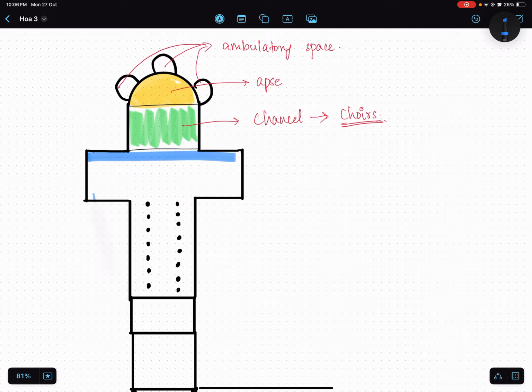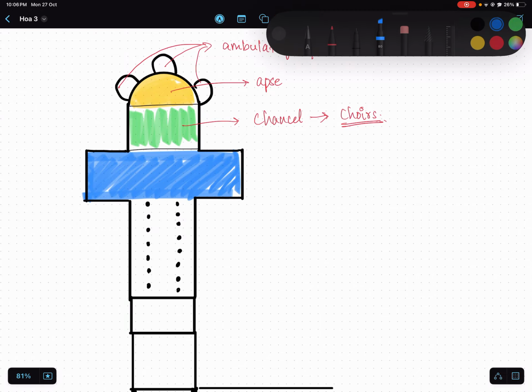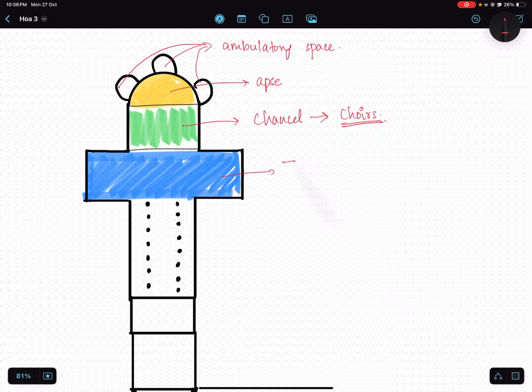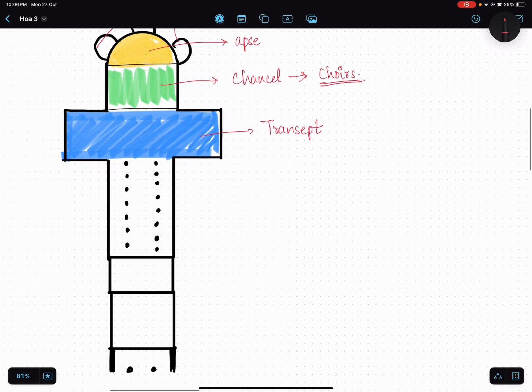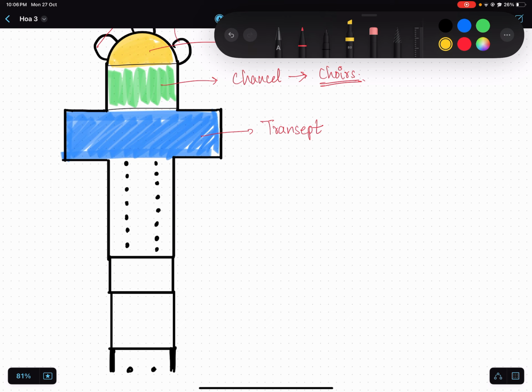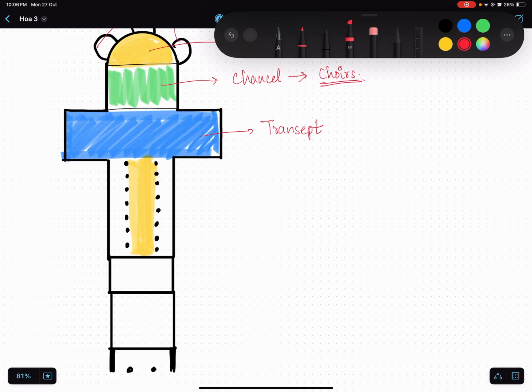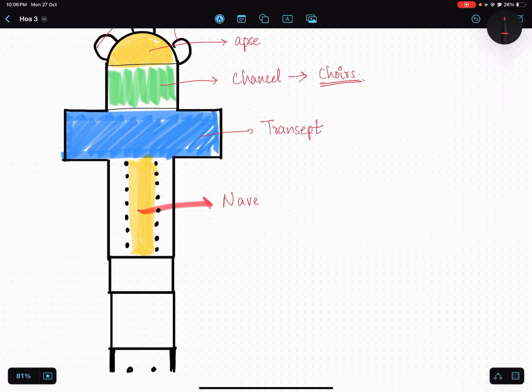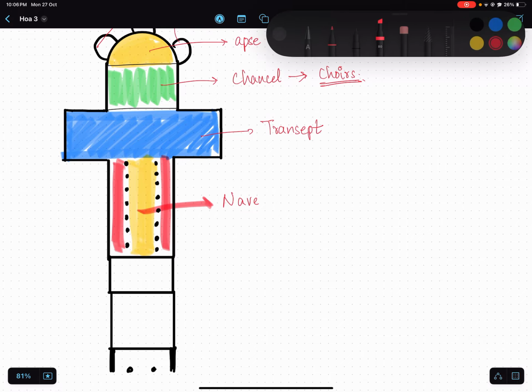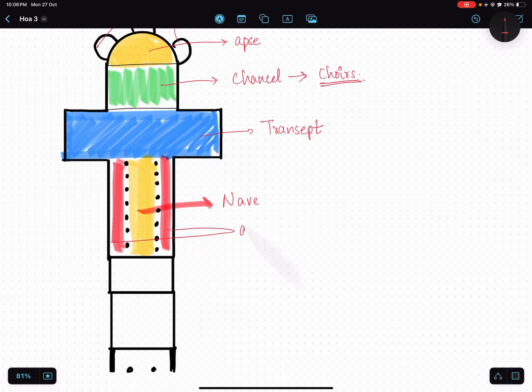Now, the part which intersects is transept. I'll talk about transept later, but let's move on for now. This middle portion is called nave, and the sides on both the side is our aisles.